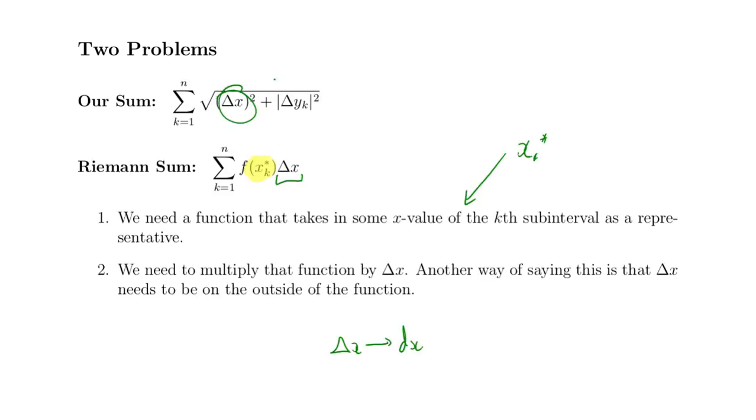So let's do that. So what I'm going to do is, I probably should have included our summation here. We've got that L is approximately equal to our sum from k equals 1 up to n of the square root of delta x squared plus the absolute value of delta y sub k. Oops, I forgot my delta in here.